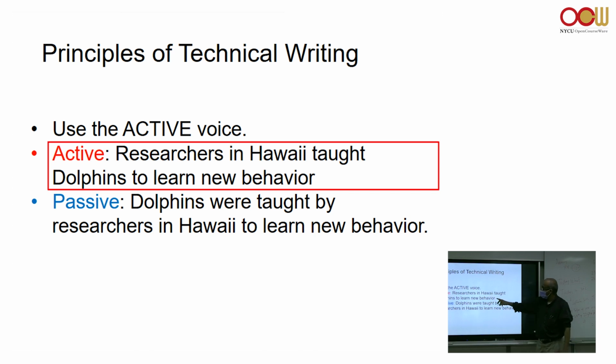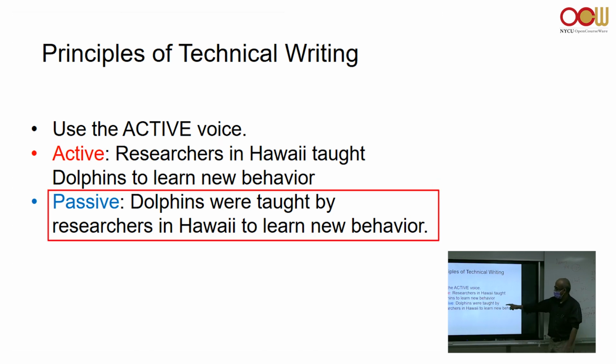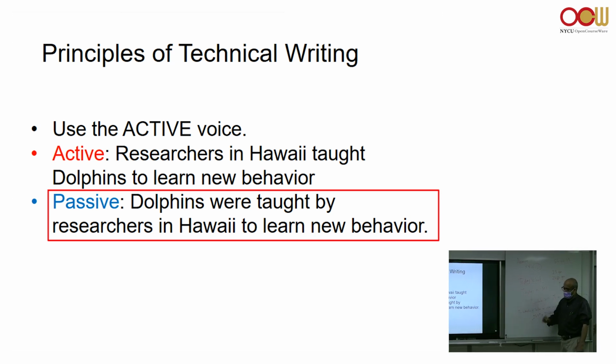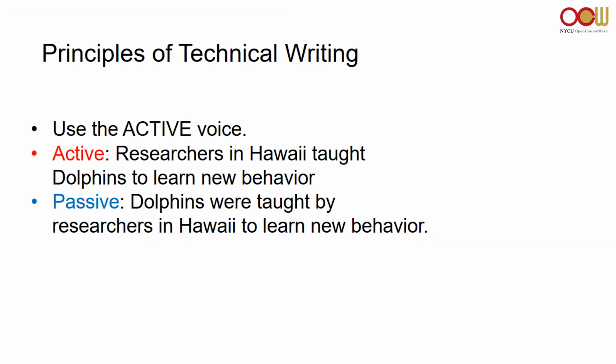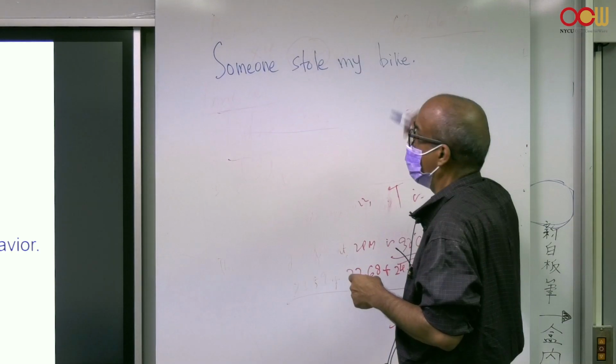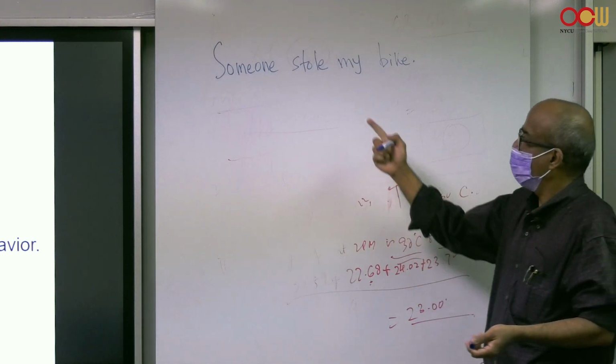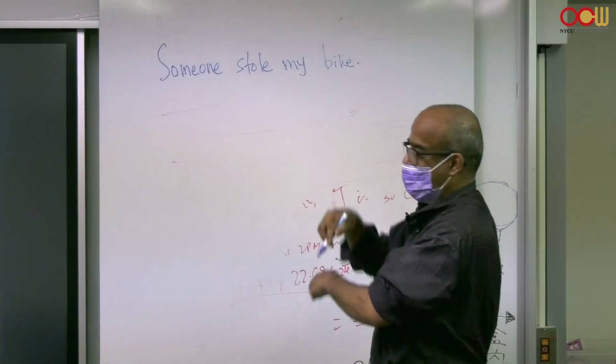Researchers in Hawaii taught dolphins to learn new behavior. And dolphins were taught by, look at this word, by researchers. So whenever you have this word, you know that this is a passive form. Whenever you have this, it's a passive form. So for example, I can give you other very easy examples. Someone stole my bike. It's pretty simple. So this is active, make it passive.